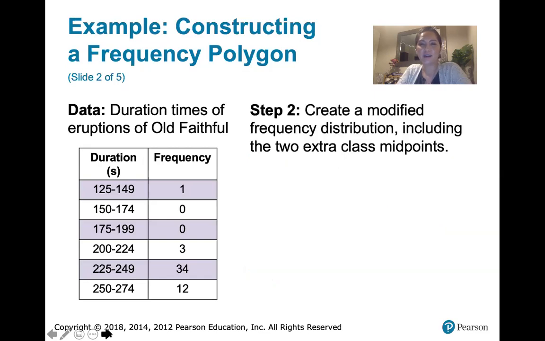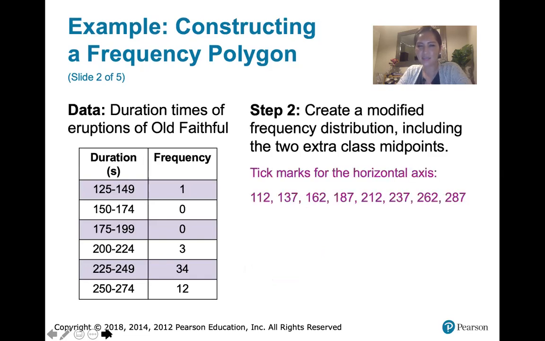Next, we want to create a modified frequency distribution, including 2 extra class midpoints. Now, the tick marks for the horizontal axis will be these class midpoints, and then we add that 112 at the beginning, and we add that 287 at the end. And the vertical axis should involve frequencies, numbers between 0 and 35, because the highest frequency class that we have is 34.